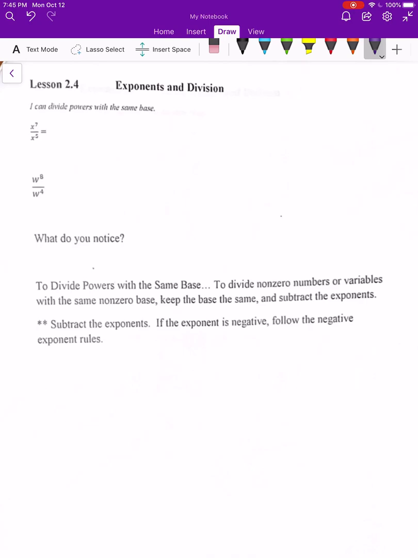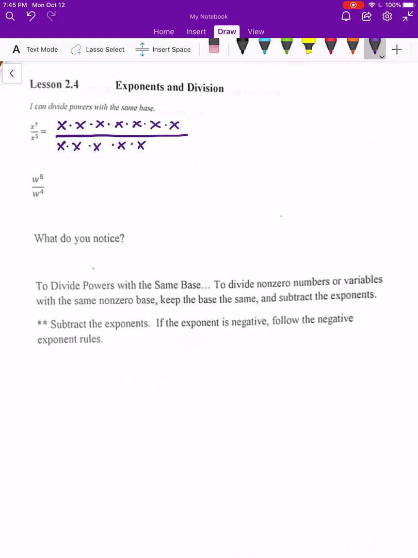So let's go ahead and interpret what x to the 7th power means. X to the 7th power means x times x times x times x times x times x times x. Let's see, 1, 2, 3, 4, 5, 6, 7. Over, and then it says x to the 5th. So 1, 2, 3, 4, 5. And you're pretty familiar with that.